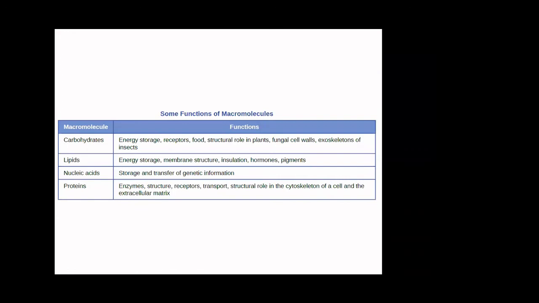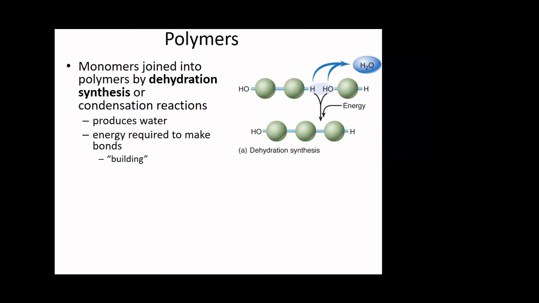Okay. Here is a good summary table of their functions and the macromolecules. And you already know probably a little bit about them all. When monomers are joined together to make that big macromolecule polymer, they're joined by dehydration synthesis reactions. What that means is that one molecule has a bunch of atoms and it ends with a hydrogen. And then another molecule has a bunch of atoms and then it ends with an OH group.